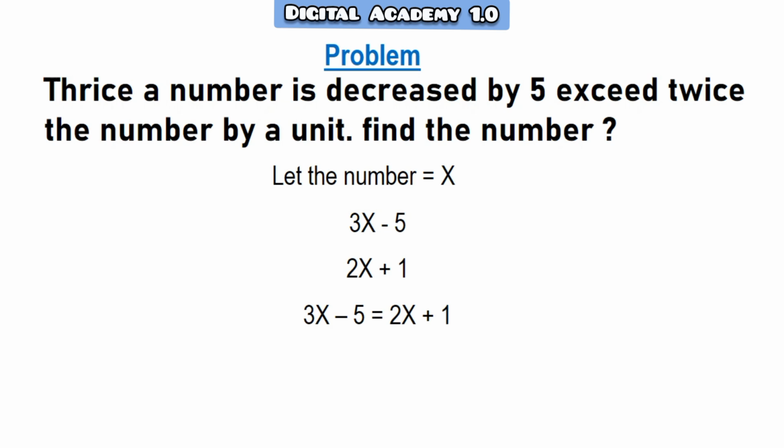Combine the like terms in order, we get 3x - 2x = 5 + 1. x = 6. This is the final answer.